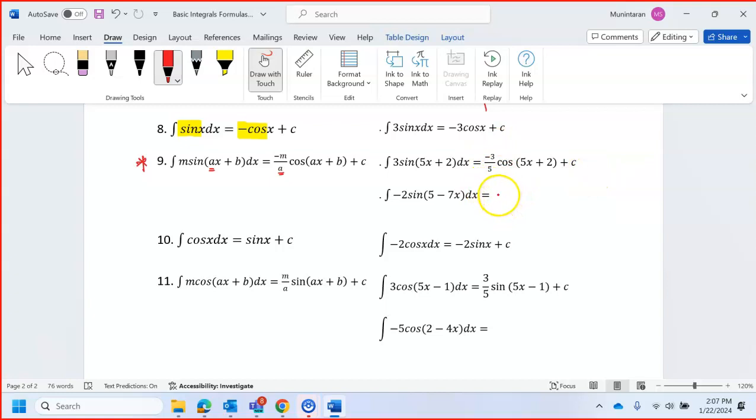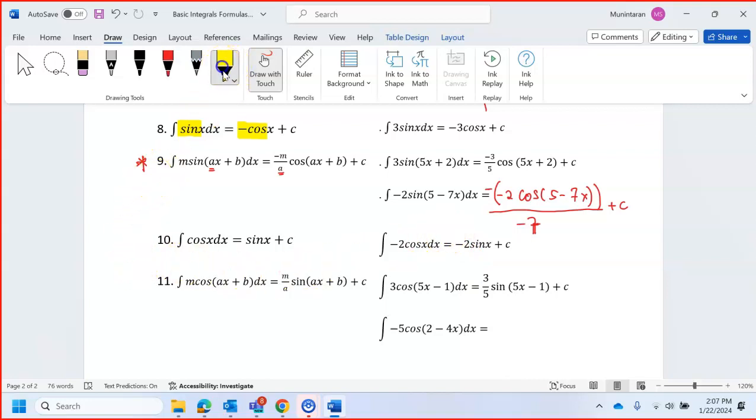Therefore, negative 2, I should have another negative because we're integrating the sine. Negative 2 cos(5 minus 7x) divided by negative 7. Of course, you can simplify this. I'm not doing it because we are just applying the formula. Simplification is your prior knowledge.